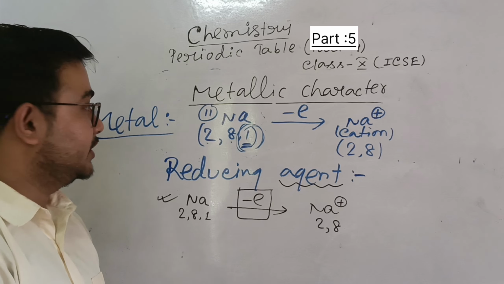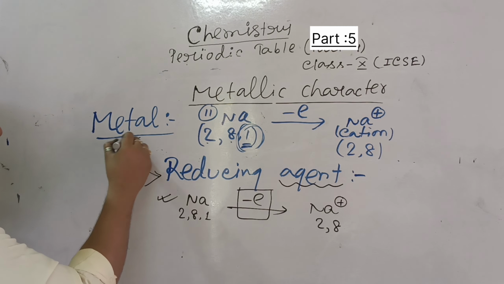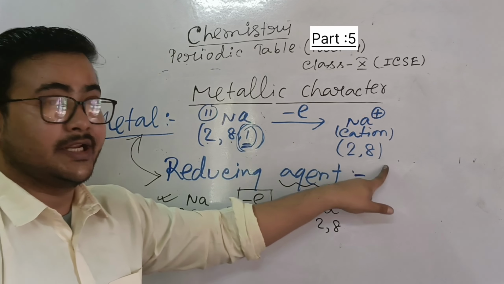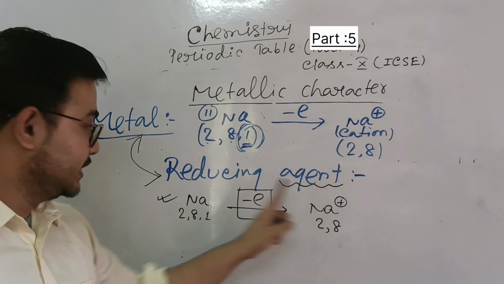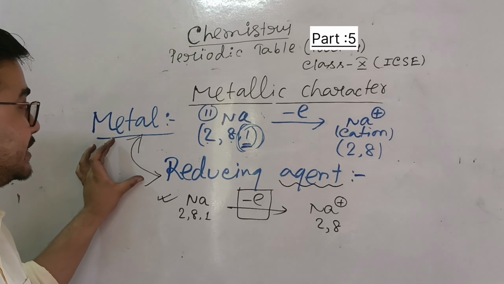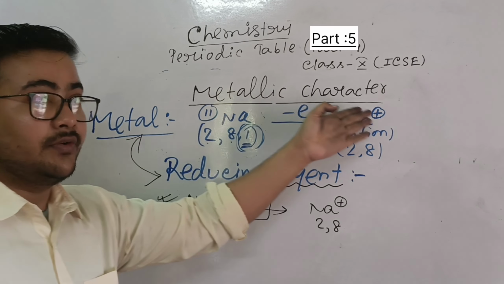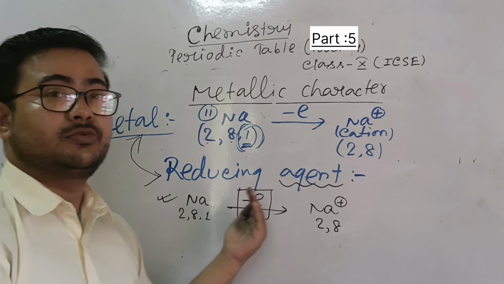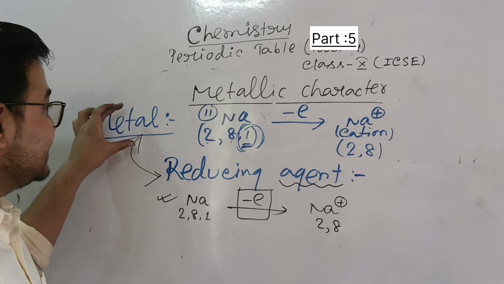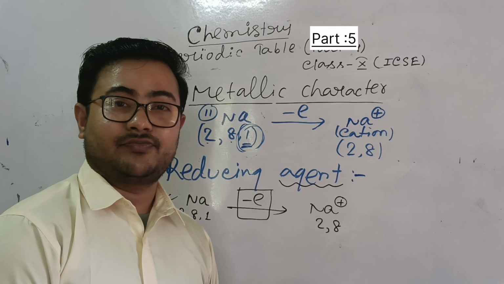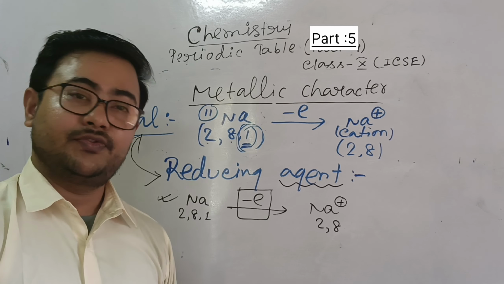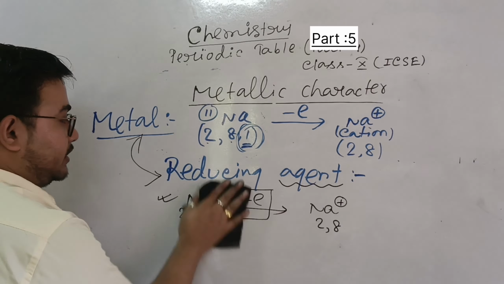So now can you compare these two terms? Again, look at the board. What is a metal? Removal of an electron. What is a reducing agent? Removal of an electron. So compare these two points. Metal means removal of an electron, and reducing agent also means removal of an electron. So you can easily say metals mean reducing agents, because a reducing agent means removal of electron, and a metal also means removal of electron. Done. Okay.